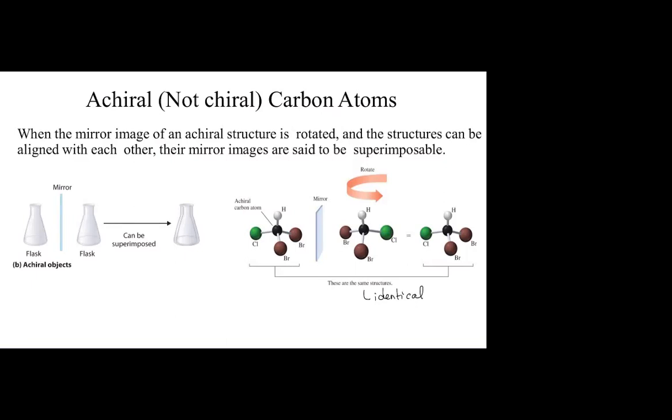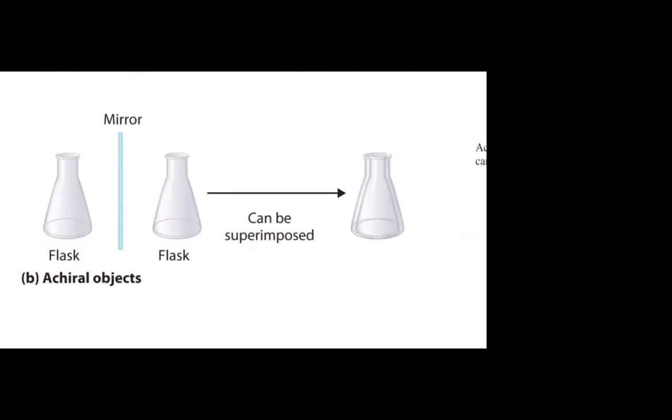Let me illustrate to you an achiral or not chiral object. So in a laboratory, as you can see, we have this example of a flask. This is an Erlenmeyer flask. It is an instrument that is utilized to measure volume. So if you have two flasks, and there are no markings on the flasks, if you try to overlay them, they will be able to overlay, in other words, superimpose, because the flasks are not chiral objects.